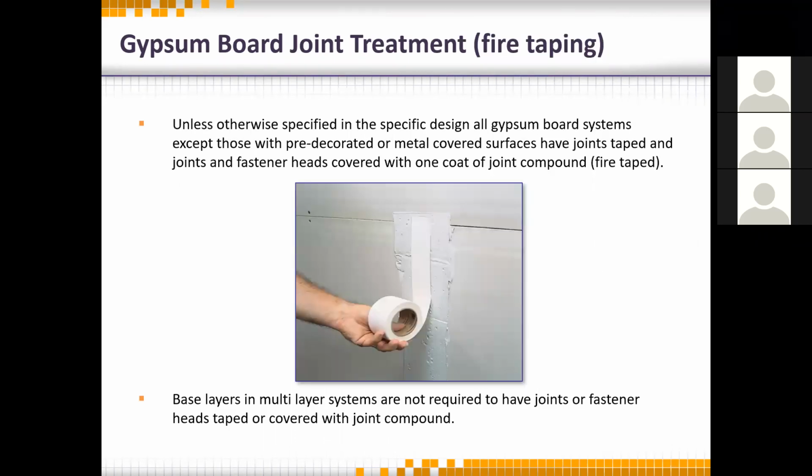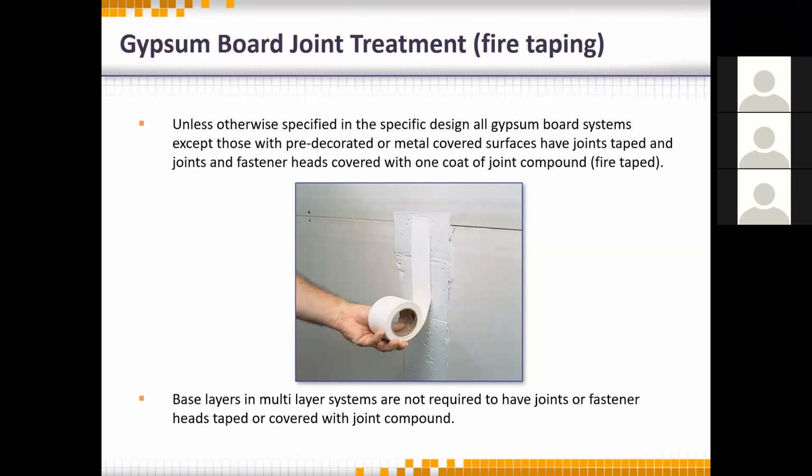Big topic nowadays is fire taping. Most, if not all, I'm going to go with most UL designs with drywall require fire taping. Fire taping is a level 1 finish with an additional step to it. So the picture here shows joint compound in our vertical joint that would also be in our horizontal joint, and we would embed tape into that. That gives us a level 1 finish.